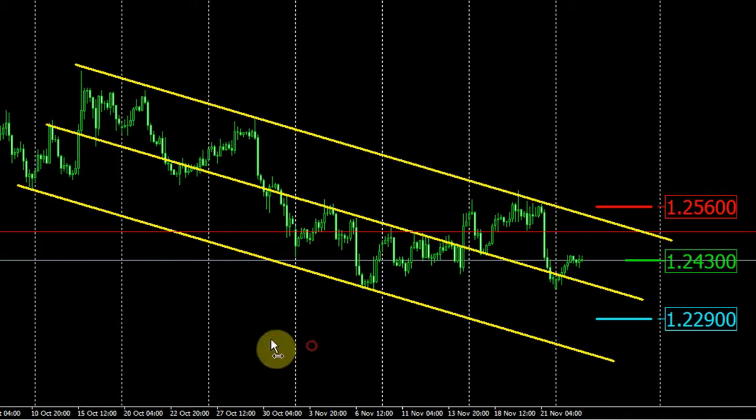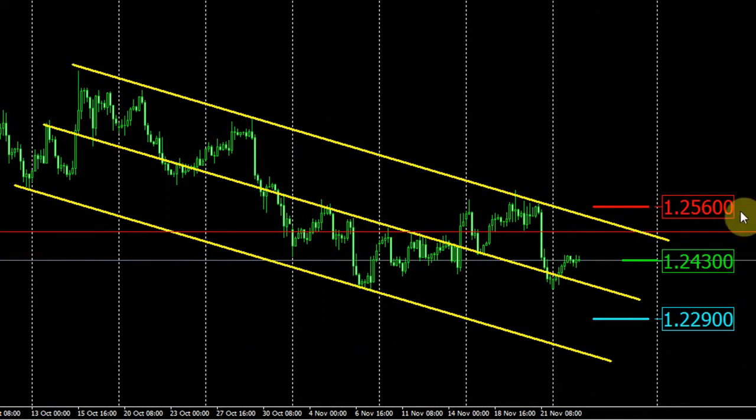So a couple of other things. Right here I've got some prices marked out. The green price is approximately the current price of the euro dollar. It's a bit higher than that currently. It's at 1.24319, so basically nearly 2 pips above that. The blue and the red represent where we would want to set our take profit and stop loss levels.